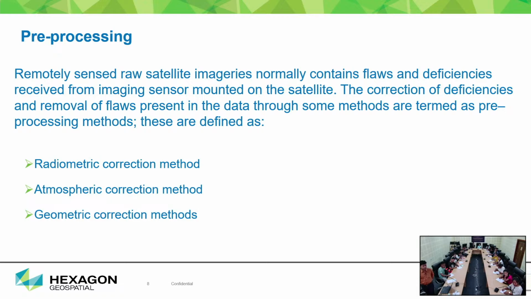Remotely sensed raw satellite imageries normally contain some flaws and deficiencies received from the imaging sensor mounted on the satellite, as I already explained. The correction of deficiencies and the removal of flaws present in the data is done through some methods: radiometric correction, atmospheric correction and geometric correction.